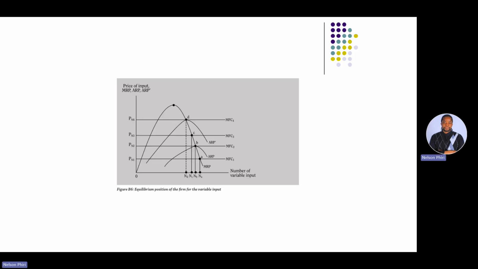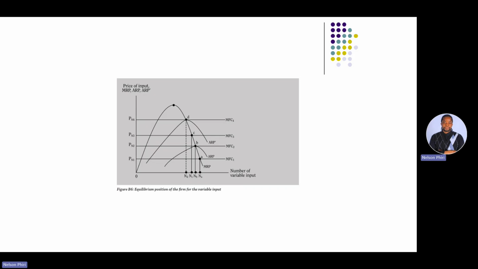Then let's talk about the equilibrium position of a firm for the variable input. This is a very important graph, which shows us why a firm might produce even though it is experiencing economic losses. So we'll start by defining a few terms in this graph. You do have your curves there, the MRP, which is the marginal revenue product. You also have your average revenue product, which is ARP. Then you have your net average revenue product, which is shown by ARP dash. That one is not the one that we're going to look at.